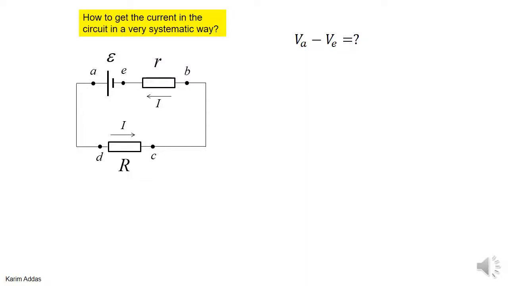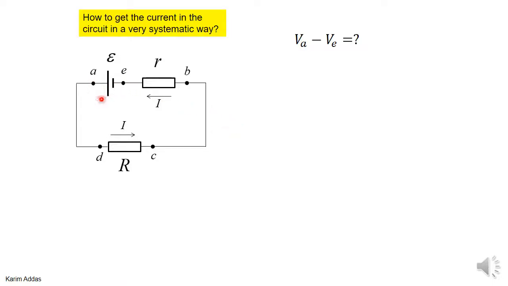Okay, we want to find a systematic way to get the current in this circuit. And we're going to do it in a very systematic way. Of course, when you solve problems, you're not going to do it this way because it's very long, but it's good to know this way. If you ever get stuck and you want to go back to basics, this is the way you should do it. We can name points across each element.